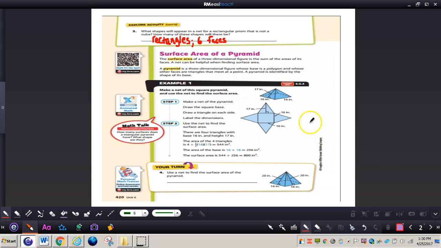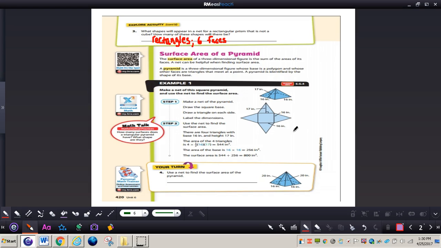So, in other words, instead of looking at this square pyramid on the right and trying to figure out all the different areas and dimensions and shapes, we can just make it into a net, and make it a lot easier that way. A couple things about a pyramid. A pyramid is a 3-dimensional figure whose base is a polygon and whose other faces are triangles that meet at a point.